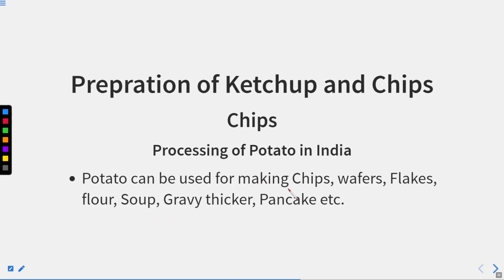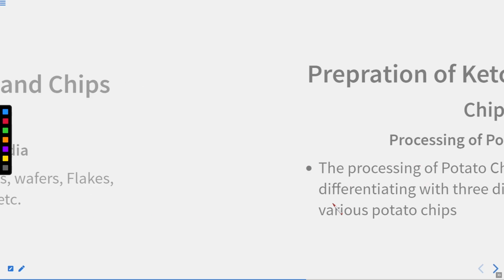Potato can be used for making chips, wafers, flakes, flour, soup, gravy thickener, and even pancakes. So not only is it required for making chips, but it is also required for making wafers, flakes, flour, soup, gravy thickener, and even pancakes.